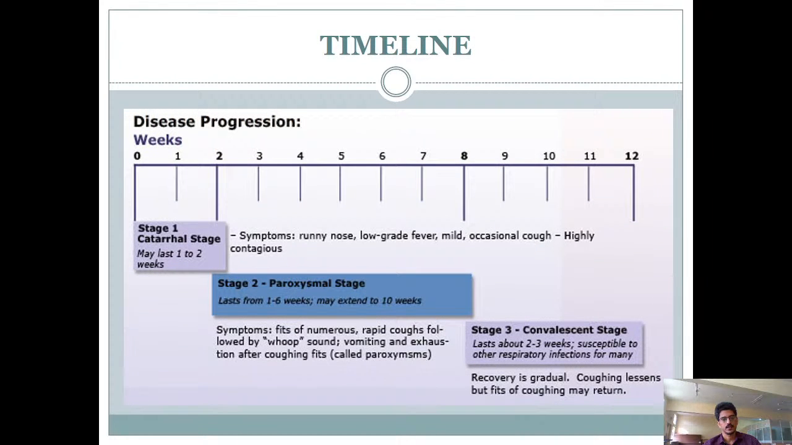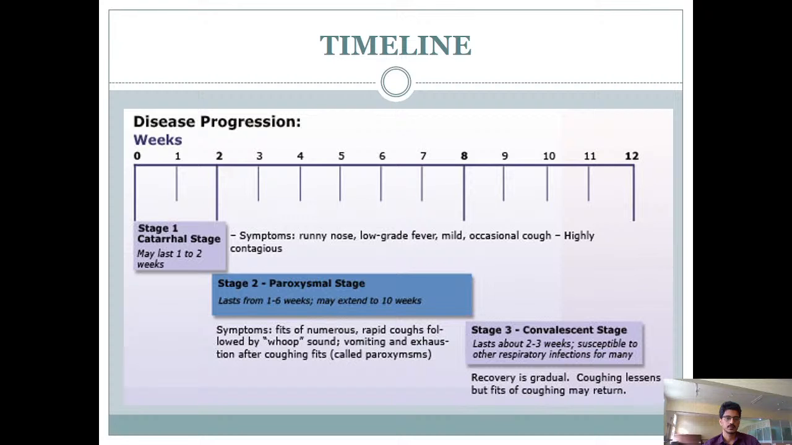So this is a timeline of the disease progression. Stage 1, the catarrhal stage, may last from 1 to 2 weeks. What are the symptoms of the catarrhal stage? Runny nose, low grade fever, mild occasional cough, and it is highly contagious during this phase. Stage 2 is the paroxysmal stage. It lasts from 1 to 6 weeks and sometimes may extend to 10 weeks. So remember, from 2 weeks to 8 weeks.